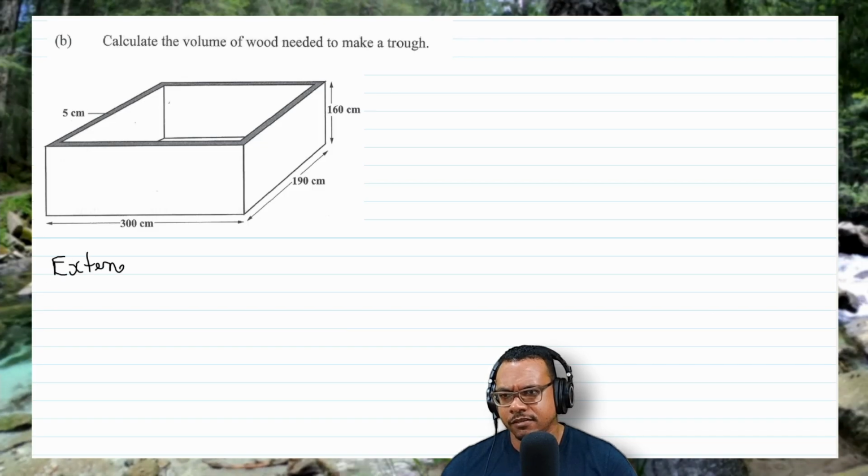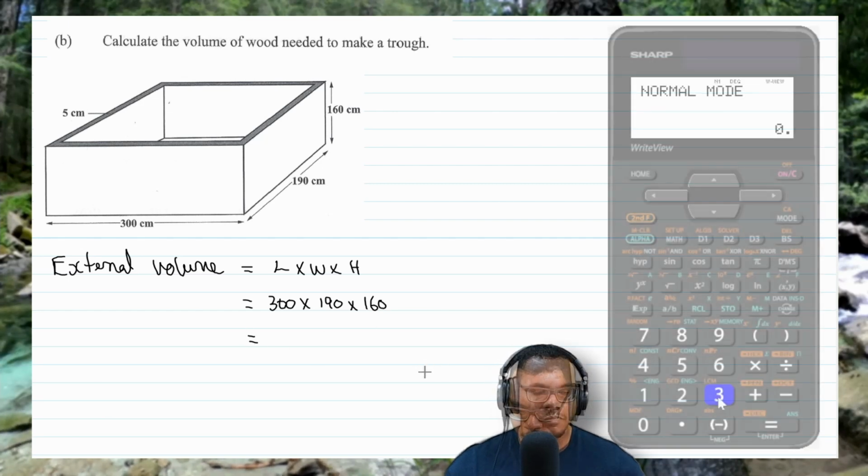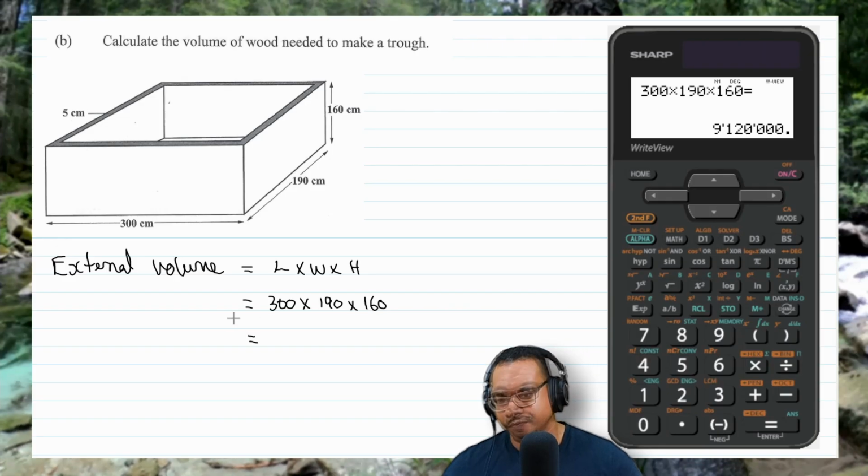So the external volume is equal to length by width by height. And that length will be 300 times the width, which is 190, times the height, which is 160. And that will be equal to 300 times 190 times 160. You're going to get a big number there. 9,120,000 centimeters cube.